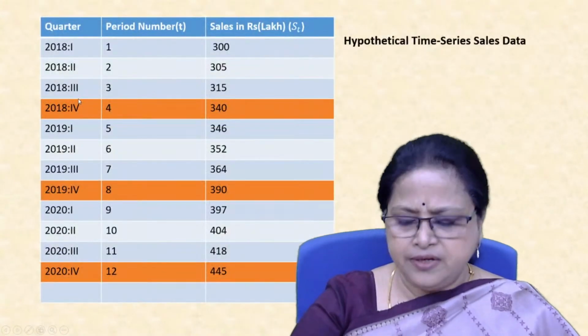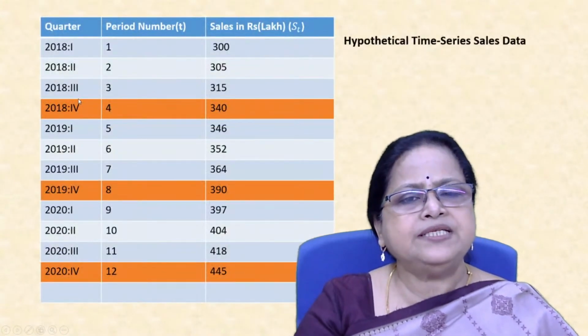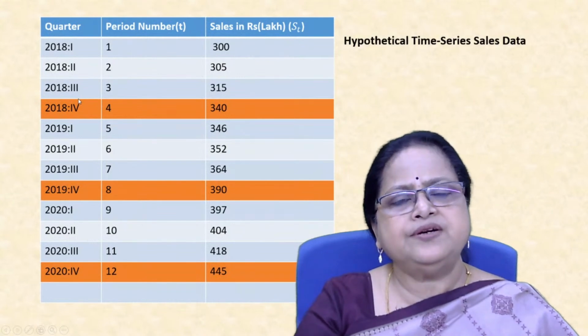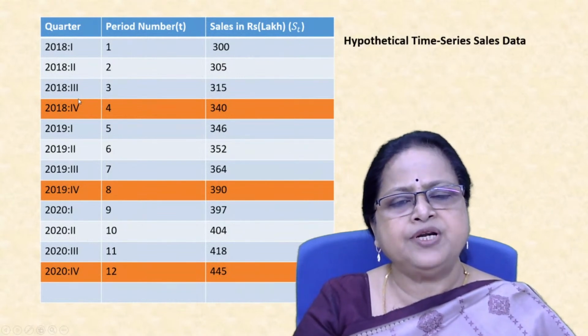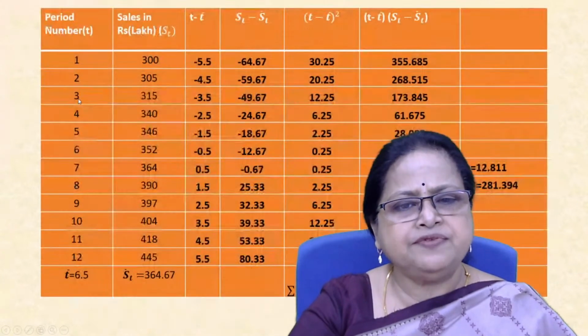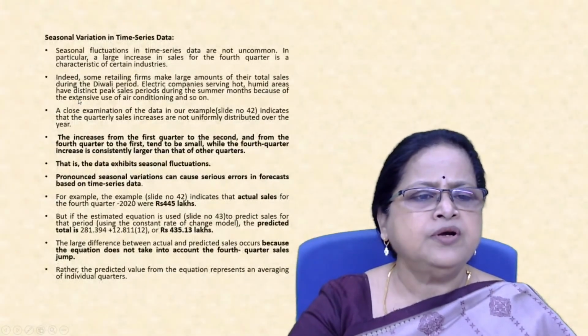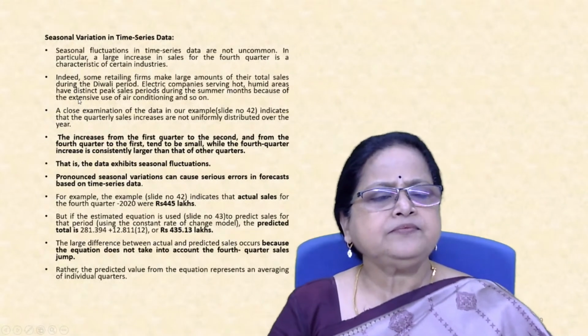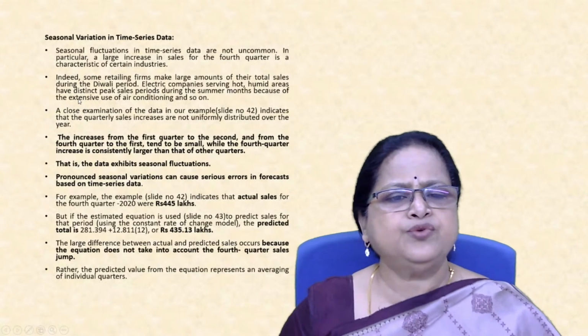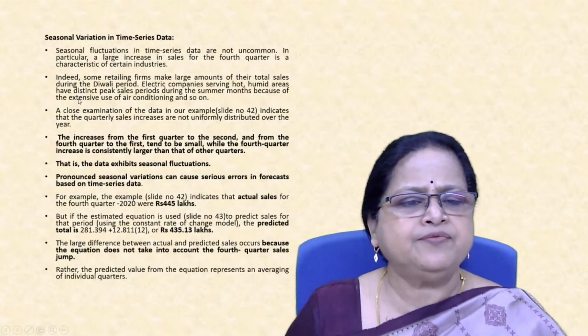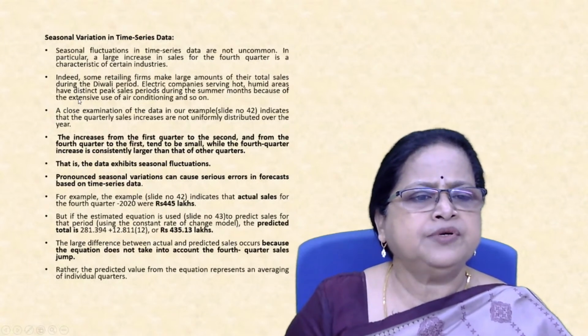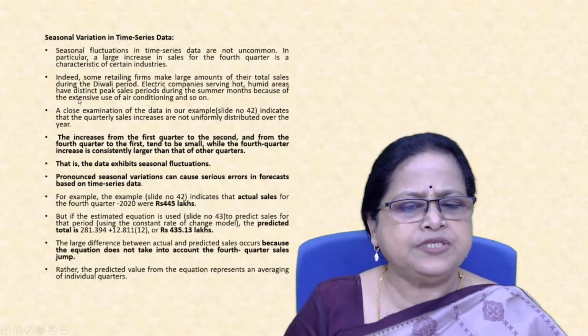Here, what is happening? Look at the figure, what is happening? The 300, 305, 315, 340, and let us come back to this figure. Remember that figure, or you just use your book, and we find that the increases from first quarter to second, and from the second quarter to fourth quarter actually tend to be small.